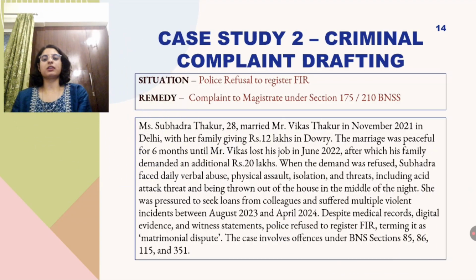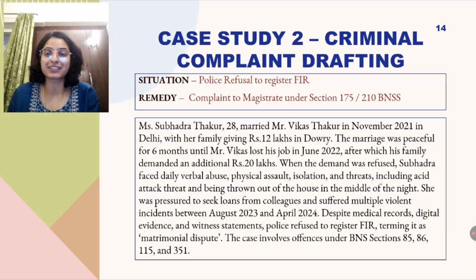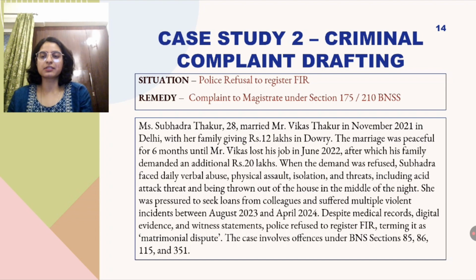Miss Subhadra Thakur is 28, married to Mr. Vikas Thakur. In November 2021, they were married in Delhi, with her family giving rupees 12 lakhs in dowry, which is illegal in itself. But moving forward, the marriage was peaceful for 6 months until Mr.